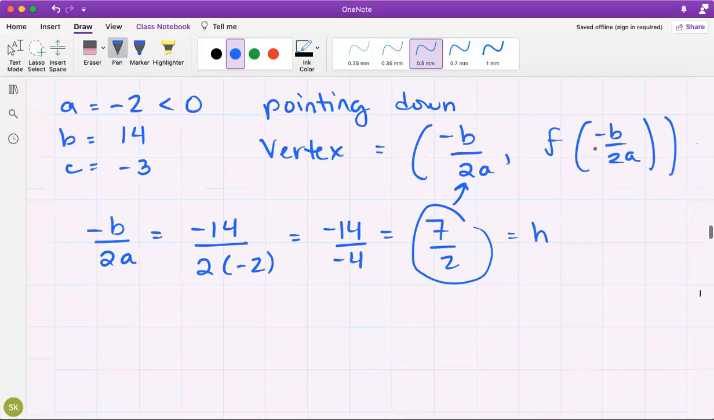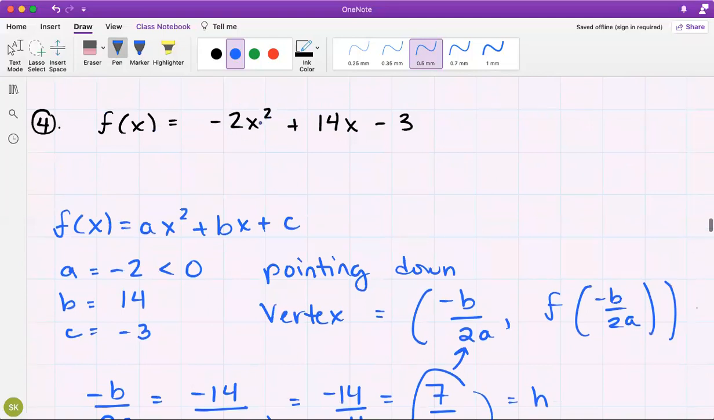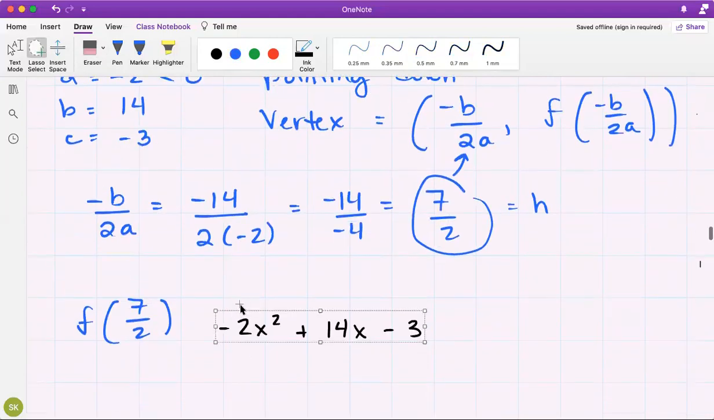To find your k value, we're going to plug in 7 over 2 into our function, which is negative 2x squared. So let me copy this, put it here.